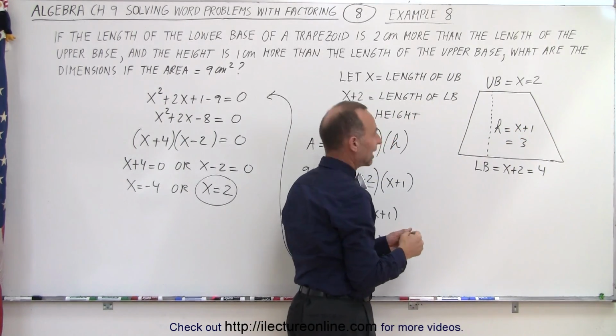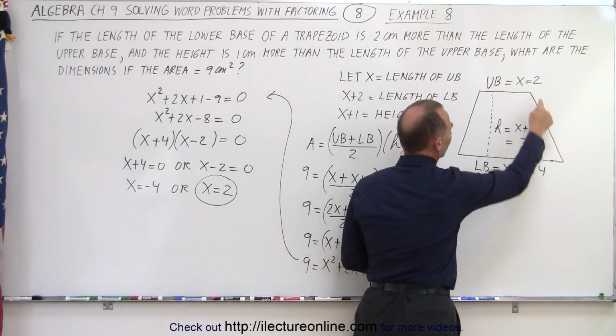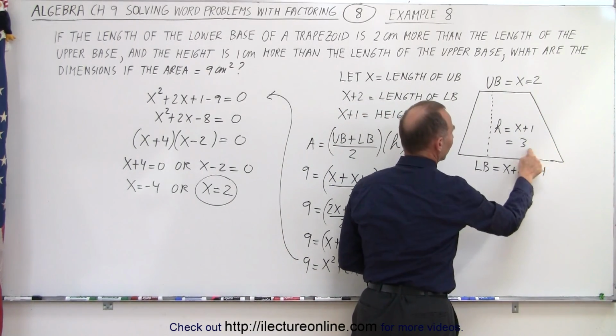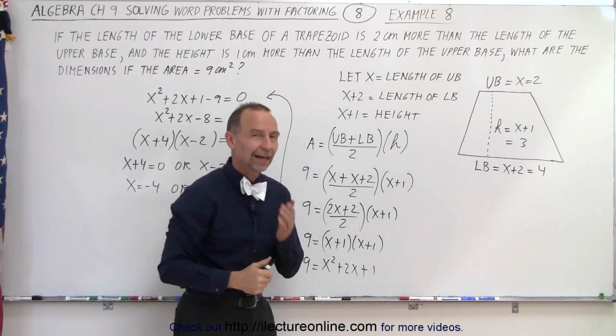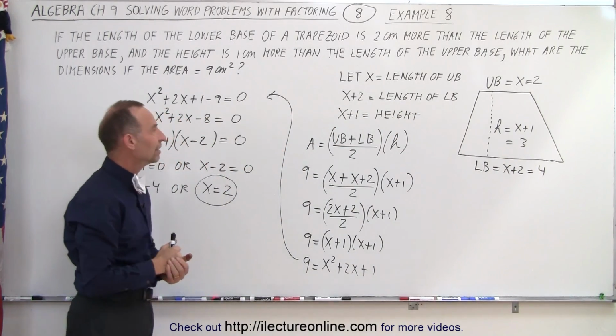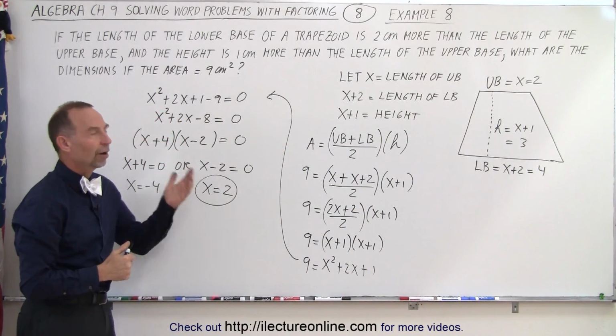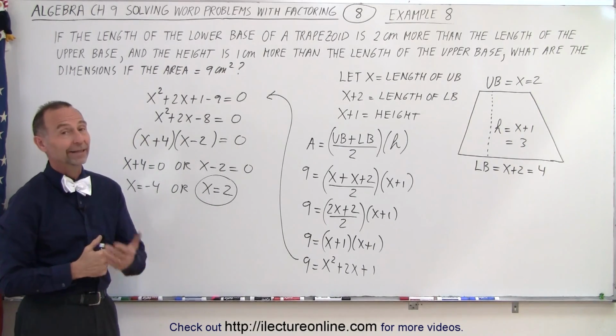And notice that if you take the average length of the bases, the average between 2 and 4 is 3. 3 times 3 is 9. That gives us the area. And therefore, that is indeed the correct solution for our example. And that is how it's done.